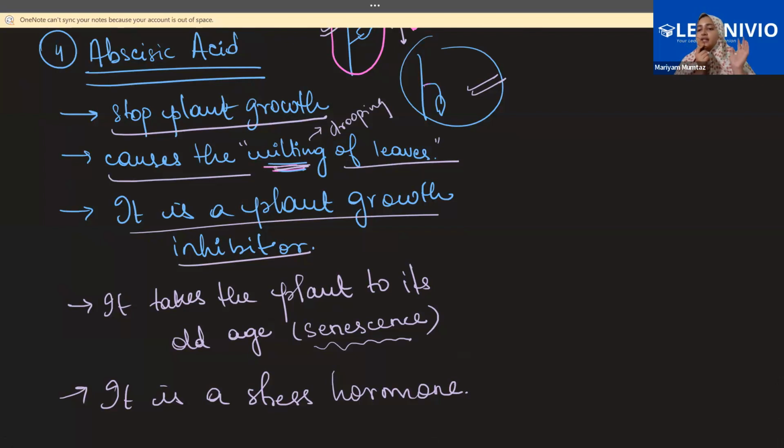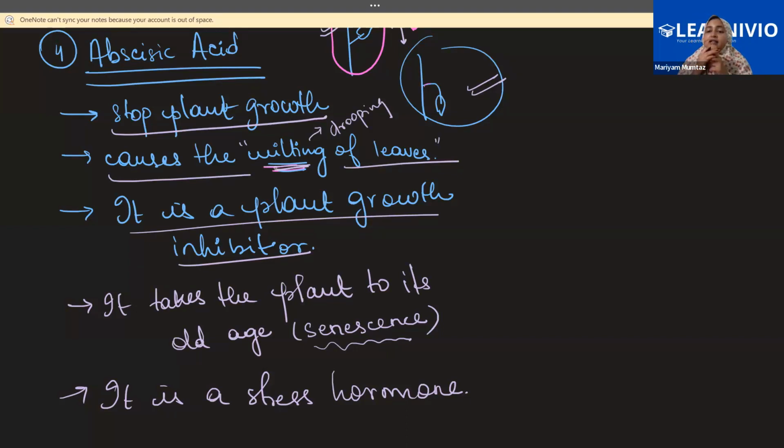And have you ever seen that normally the plant is erect, the leaves are very straight. Then if you don't water your plants, the leaves become droopy like this. Have you people ever noticed it? That process wherein the leaves become droopy, we call the wilting of leaves. The leaves wilt because of the abscisic acid. So the abscisic acid causes the wilting of the leaves, and it is a plant growth inhibitor. It inhibits the growth of the plant. And whenever the plant grows towards its old age, this is the hormone that is released a lot.